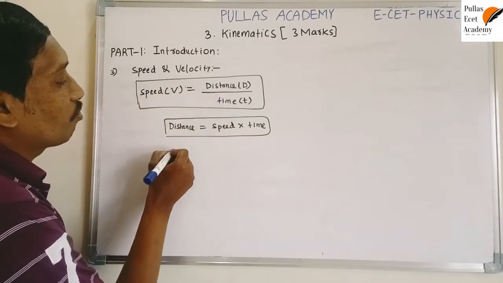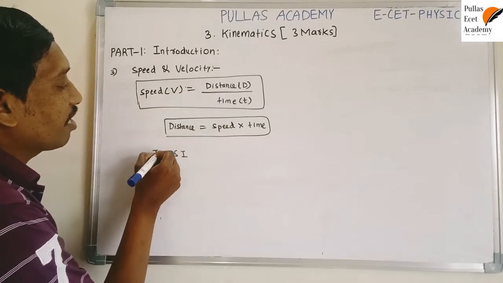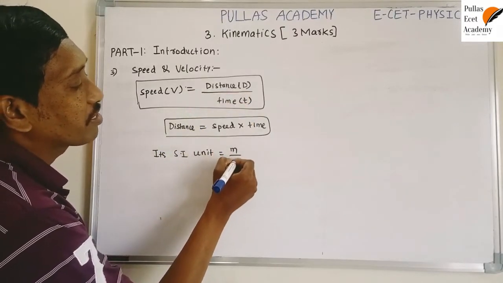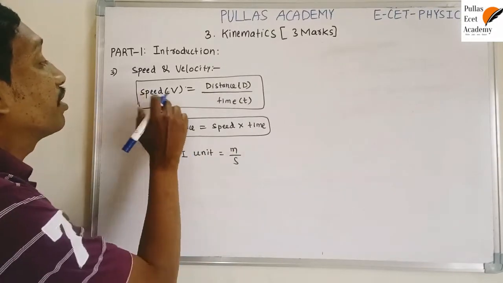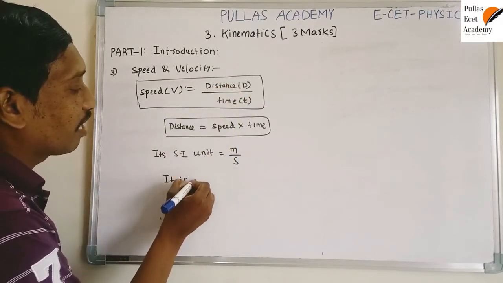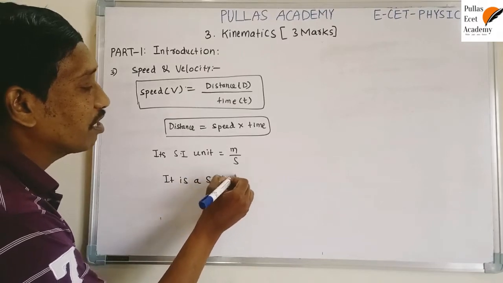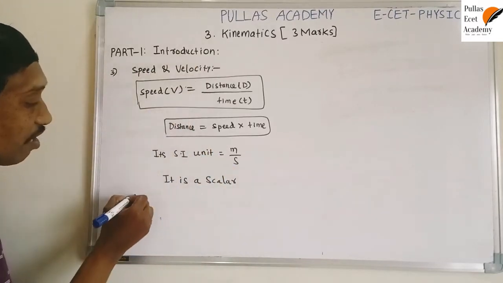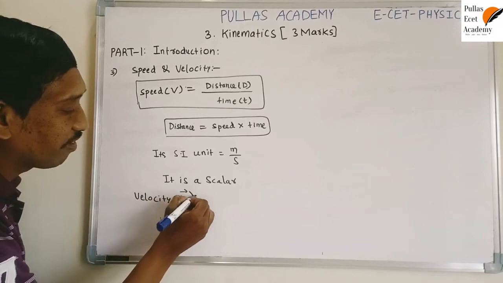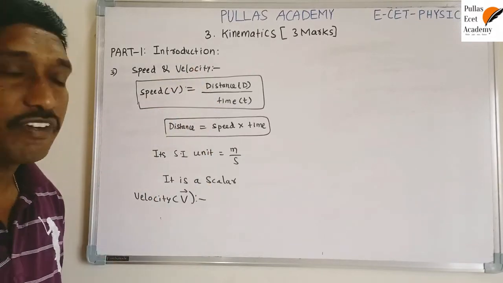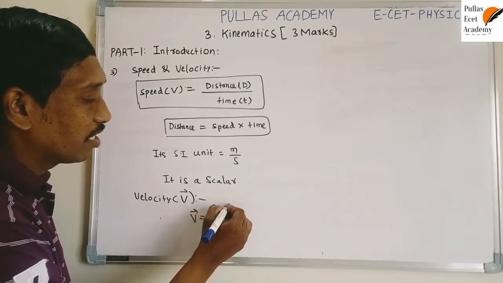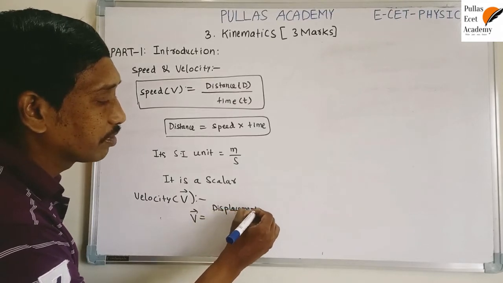From this expression, what is the SI unit? The unit of distance is meter, the unit of time is second. Meter per second is the SI unit of speed. Distance is a scalar, time is a scalar. That's why speed is a scalar. This is about speed. Whereas velocity, the difference is very simple: velocity is a vector, speed is a scalar. That's the difference.